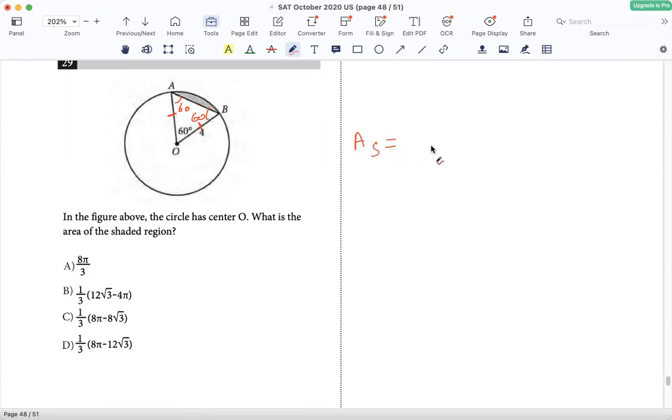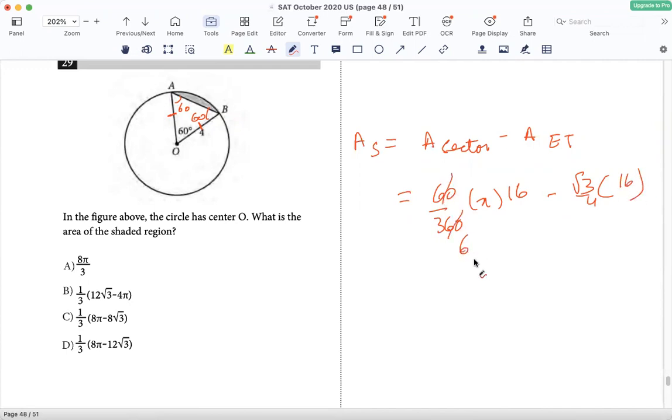So area of the shaded region is area of the sector minus area of the equilateral triangle. So area of the sector is 60 by 360 into pi r squared, which is 16. And area of equilateral triangle is root 3 by 4 a squared, and side is 4. So again, 16. Yeah, so then 2 3s are 6, 2 8s are 16. So 8 pi by 3 minus 4 root 3.